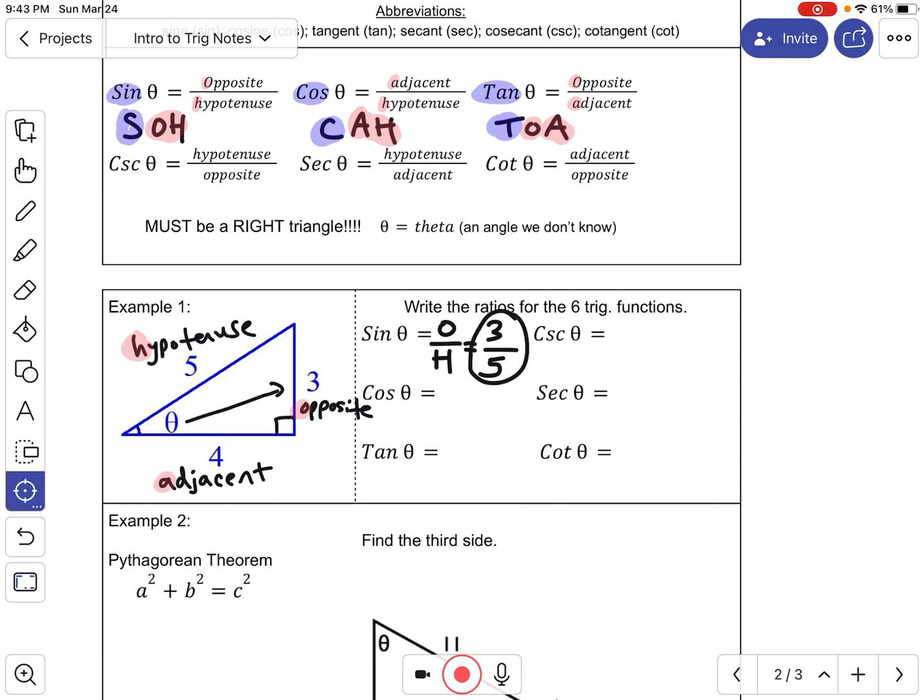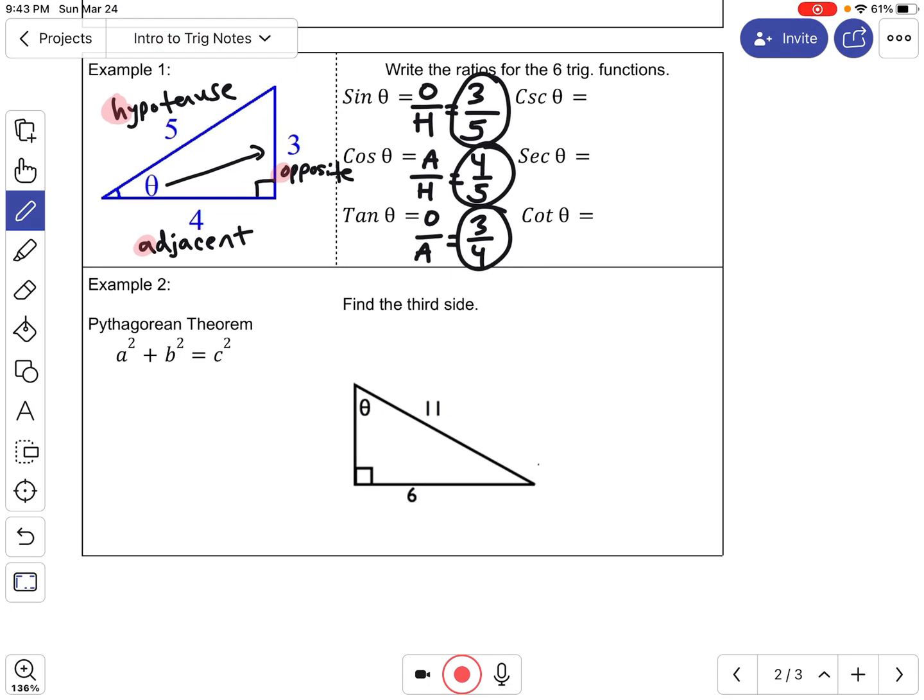So cosine, again, is the A over H, and that is going to be the adjacent, which is 4, and the H is 5, so that'll be 4 over 5. And then tangent is going to be O, opposite over adjacent, O over A. So I'm going to put O over A. And then the opposite side is 3, and the adjacent side is 4. Like I said, we're going to ignore these other ones for now, but these are the main three.